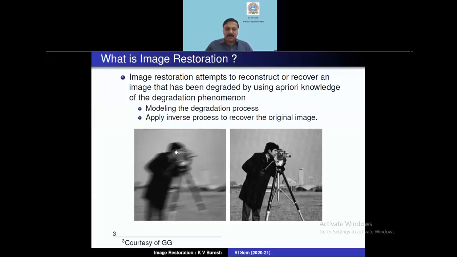So with this background, let us now define what is image restoration. Every word in this definition is important. Image restoration attempts to reconstruct or recover an image that has been degraded. Okay, so the degradation could be blur like this. There is one more degradation called noise. I hope you remember when we were doing image enhancement, we talked about noise.